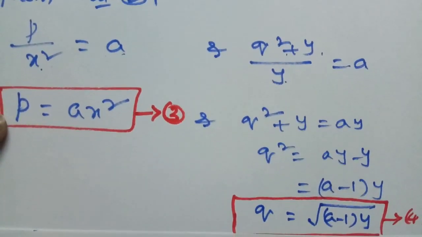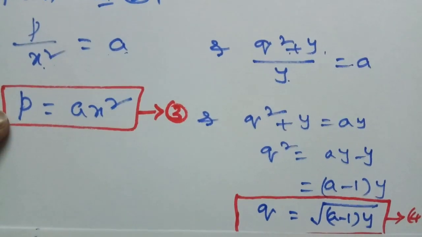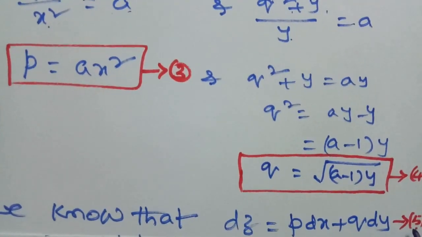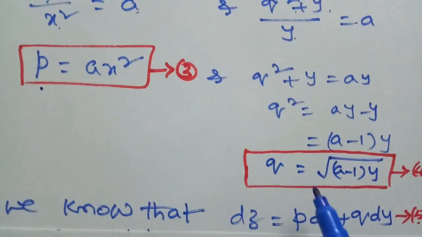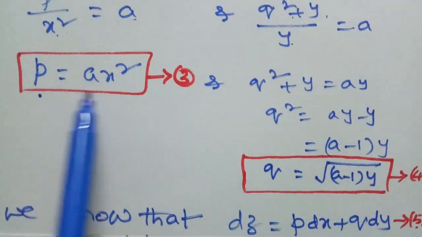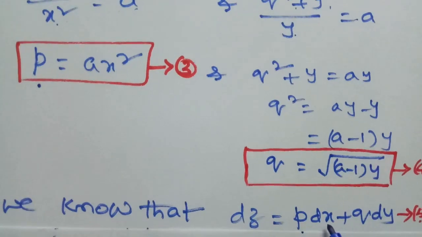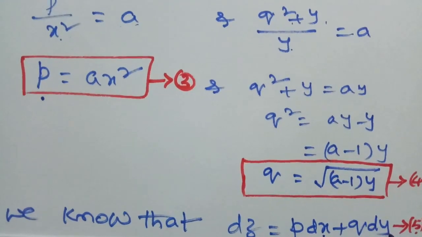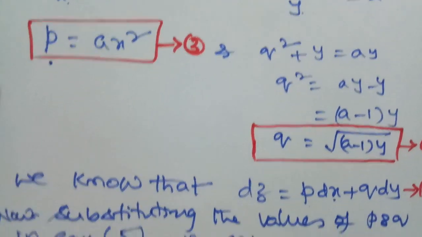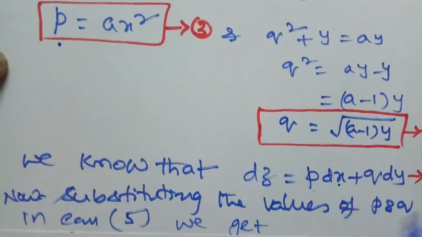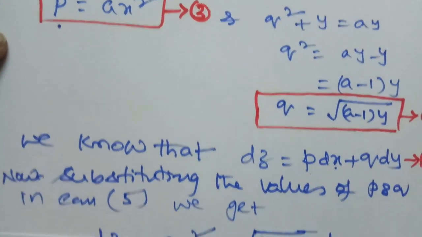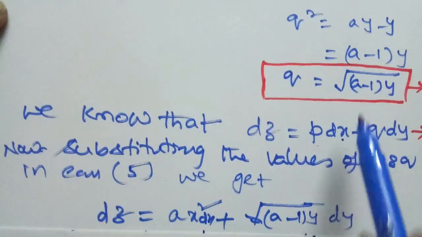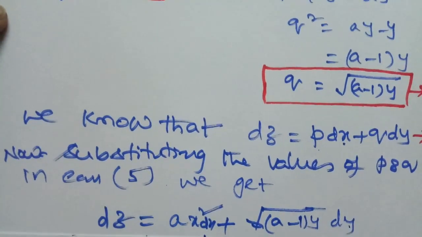Now we know that dz is equal to p into dx plus q into dy. Say this is equation number 5. Now substituting the values of p and q in equation number 5, we get dz is equal to ax square into dx plus square root of a minus 1 into y into dy.